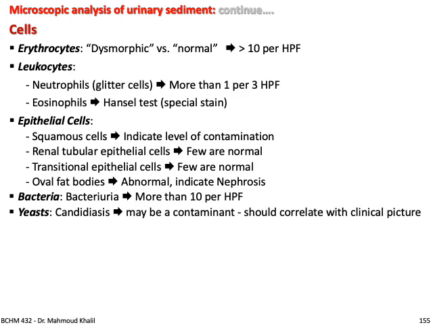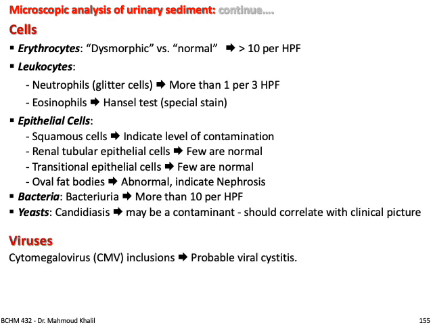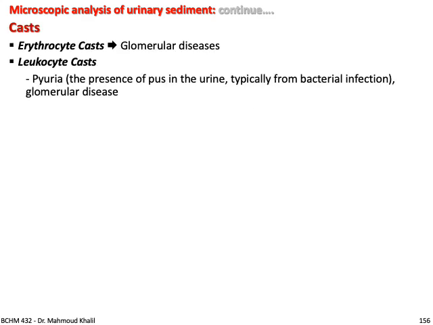If you see epithelial cells, it's either squamous cells, indicative of contamination, renal tubular epithelial cells, few or normal, transitional epithelial cells, few or normal, oval fat bodies, abnormal, indicating nephrosis. Bacteriuria is more than 10 per HPF. Yeast, candidiasis, the more common, may be a contaminant, should correlate with the clinical picture. You can check for viruses as well, like CMV. This is a probable viral cystitis.